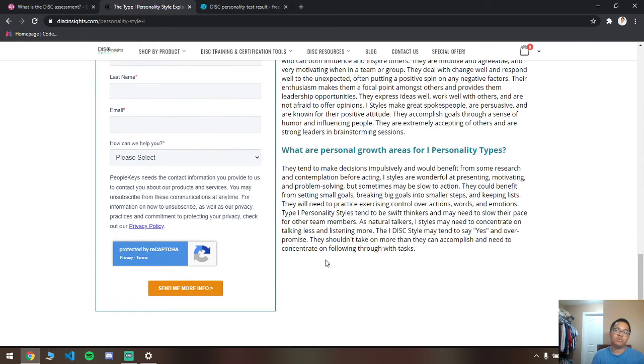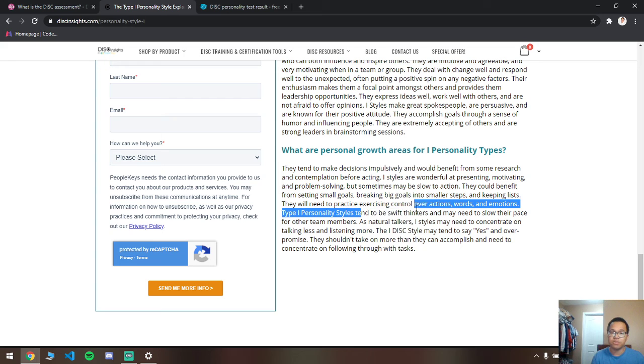What are personal growth areas for the I personality types? They tend to make decisions impulsively and would benefit from some research and contemplation before acting. They are wonderful at presenting, motivating, and problem solving, but sometimes may be slow to action. They could benefit from setting small goals, breaking big goals into smaller steps, and keeping lists. They will need to practice exercising control over actions, words, and emotions.